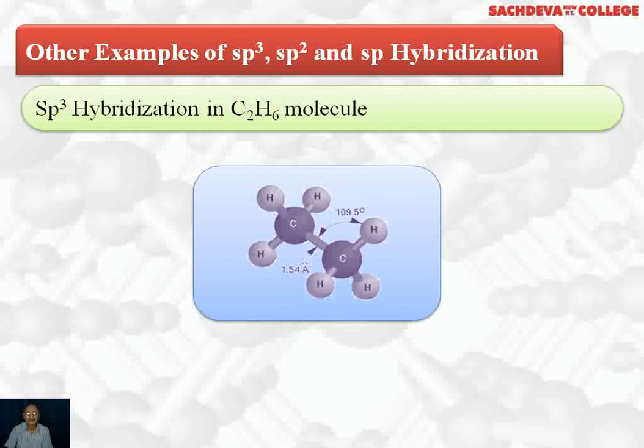So carbon will have unpaired electrons: 1s2, 2s2, 2px1, 2py1. This has 2 unpaired electrons only. So we want carbon in the excited state. So it will be 1s2, 2s1, 2px1, 2py1, 2pz1. So each carbon will be in the excited state first, and after that it will undergo sp3 hybridization. So each carbon is sp3 hybridized.